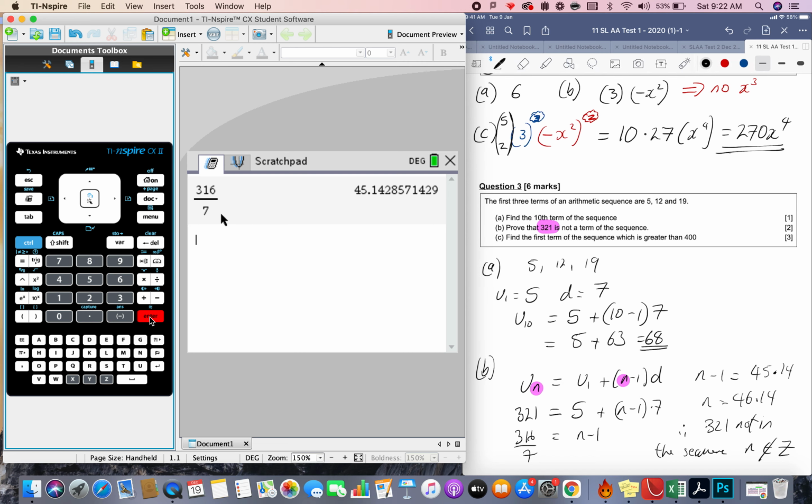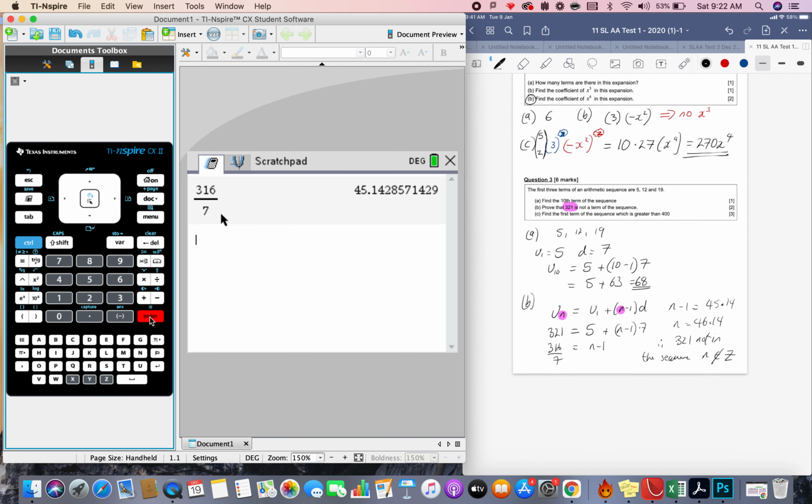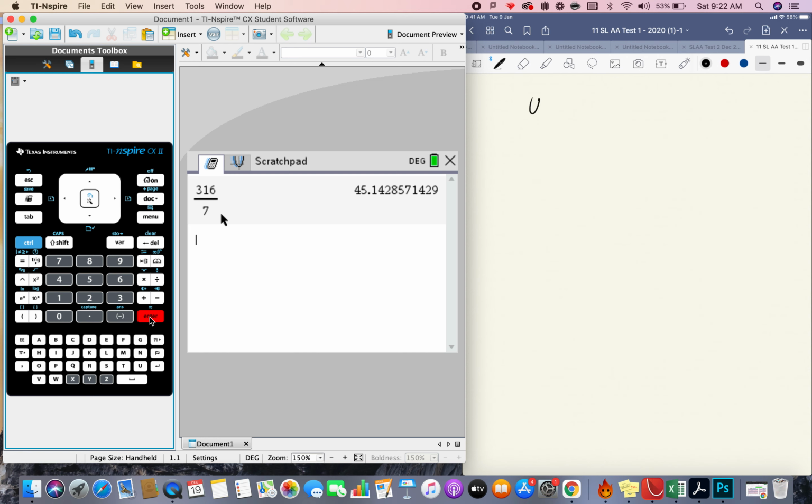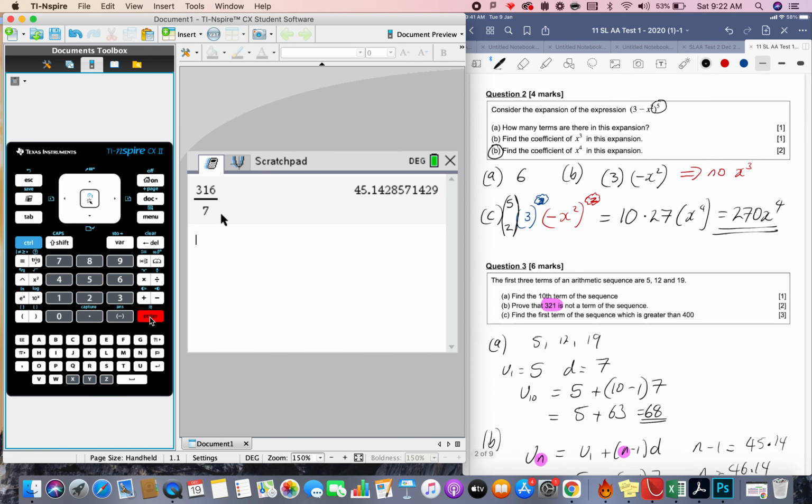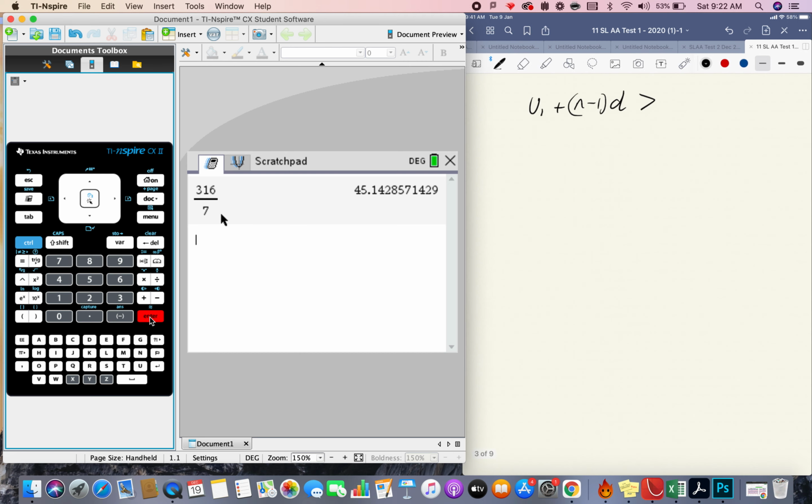C, find the first term of the sequence which is greater than 400. Okay, let me just put an extra page in here. Okay, so we've got u1 plus n minus 1 d. This would be the term, and we want it to be greater than 400. So u1 is 5 plus n minus 1 times 7. I want that to be greater than 400.